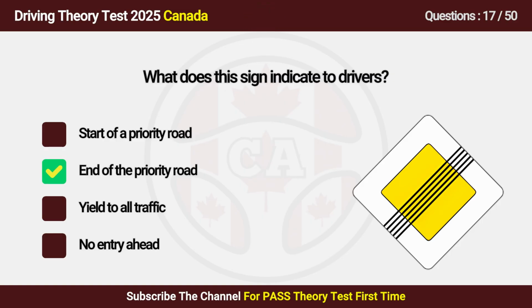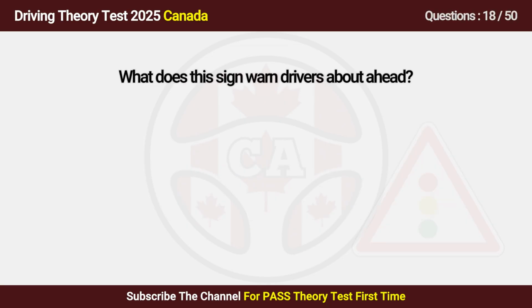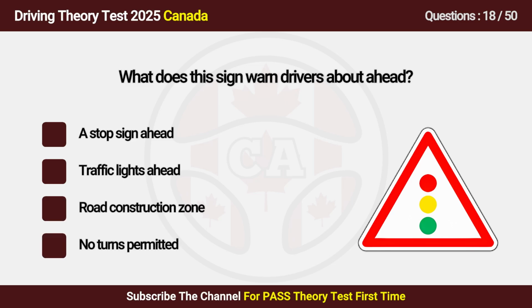Answer is B. End of the priority road. This priority sign marks the end of a priority road. Drivers should be prepared to yield to traffic at upcoming intersections, as their priority is no longer guaranteed. Question 18. What does this sign warn drivers about ahead?